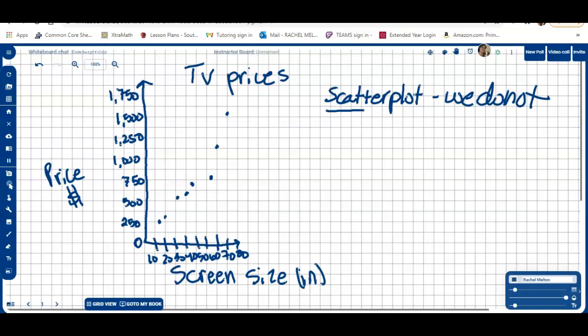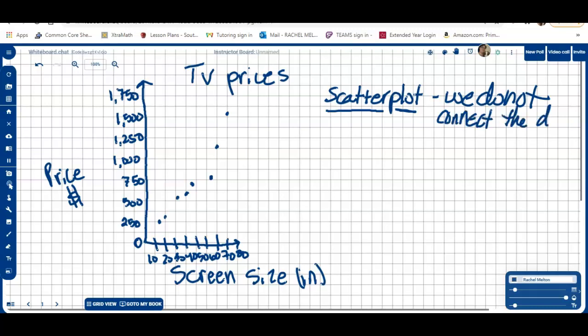If I break down the word scatter, it means like everything goes everywhere. Think about, you have a handful of marbles. If you drop those marbles, they're going to scatter everywhere, right? And plot just means put those dots on the graph. So we do not connect the dots ever on a scatter plot.